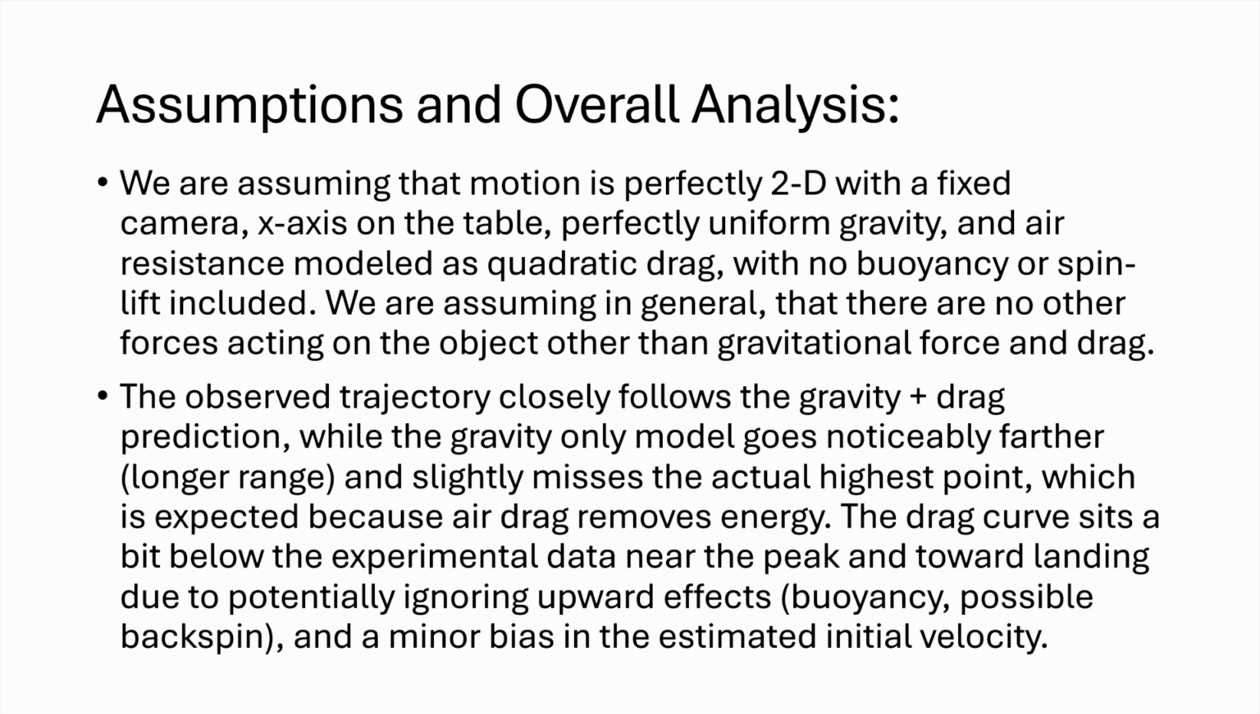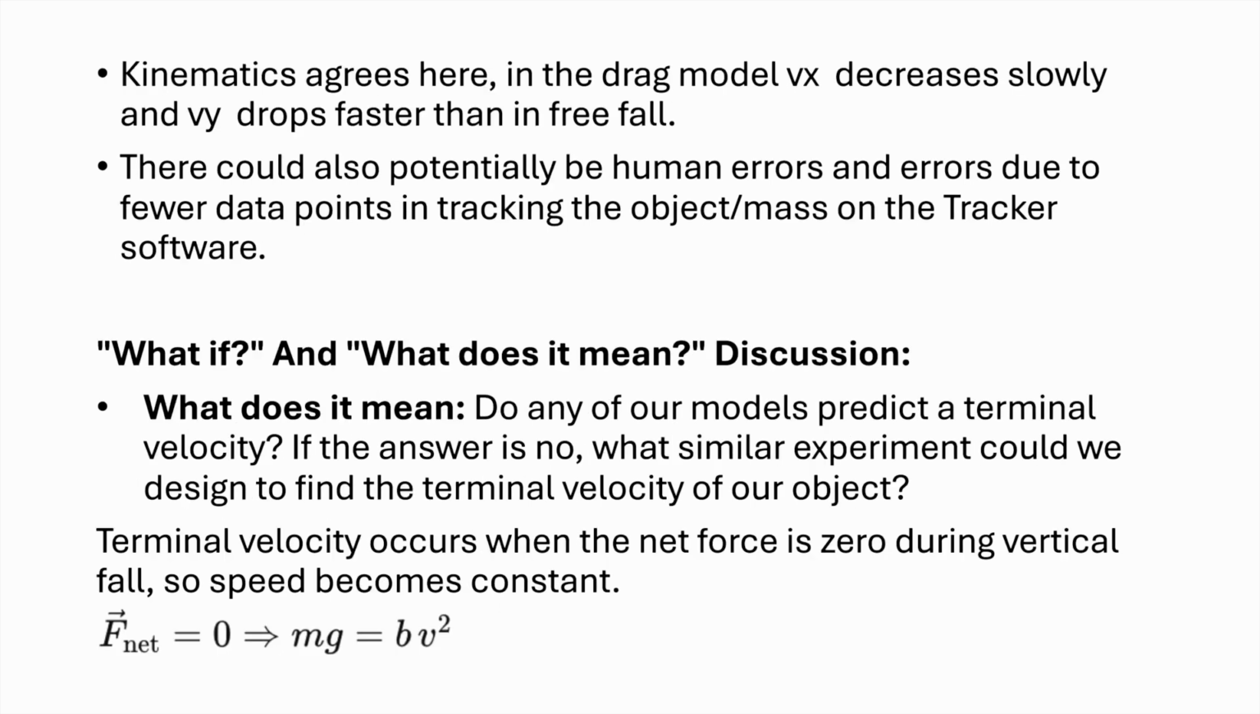and slightly misses the actual highest point, which is expected because the air drag removes energy. The drag curve sits a bit below the experimental data near the peak and toward landing due to potentially ignoring upward effects, buoyancy, possible backspin, and a minor bias in the estimated initial velocity. Kinematics agrees here: in the drag model, Vx decreases slowly and Vy drops faster than in freefall. There could also potentially be human errors and errors due to fewer data points in the tracker software for the object or mass.